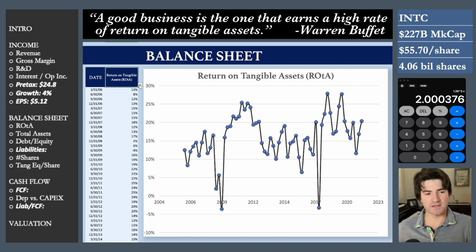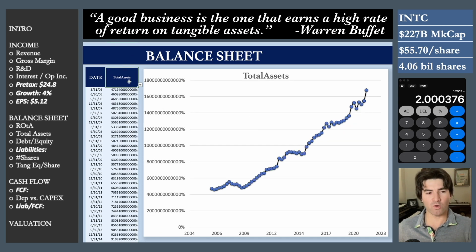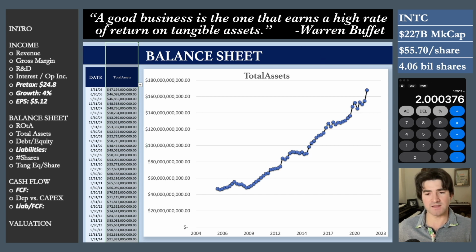All right, next I want to look at total assets, because in the video, Warren Buffett said a good company earns good return on tangible assets, but a great company earns good returns on those assets even as their asset base is growing. And look at this.